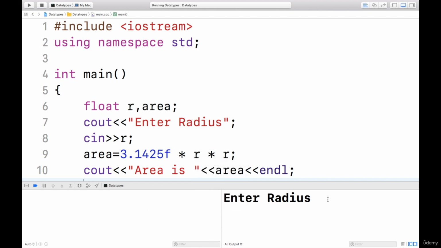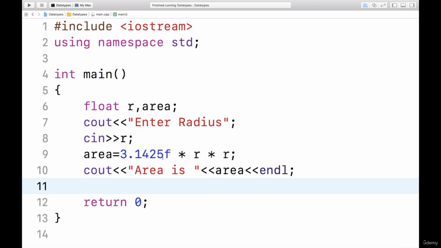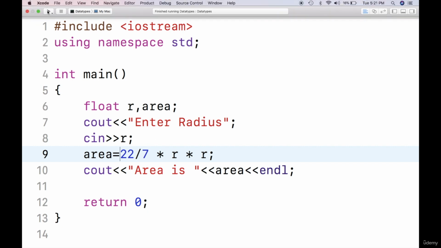Yeah, enter radius, it's asking for radius. I'll give the radius as 7. So it's 153.98. Instead of taking a float value, even I can say 22 divided by 7. But this will give an integer result. Let us try and see what will be the result.